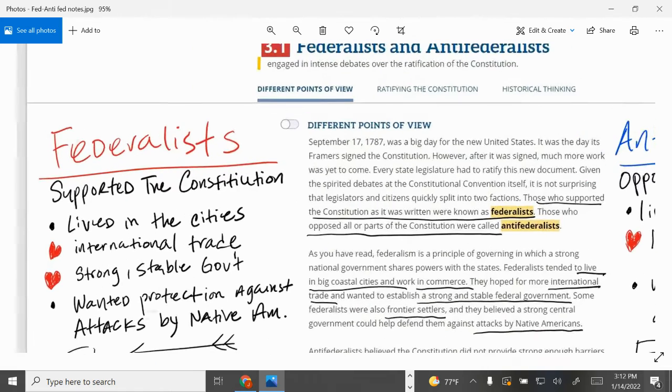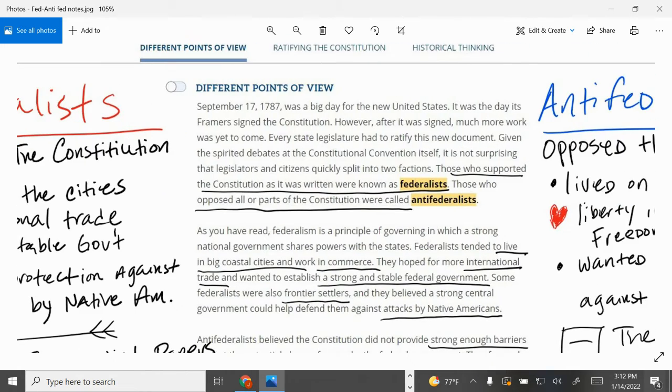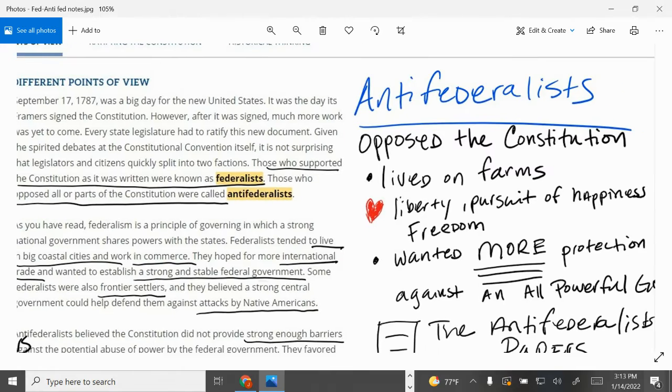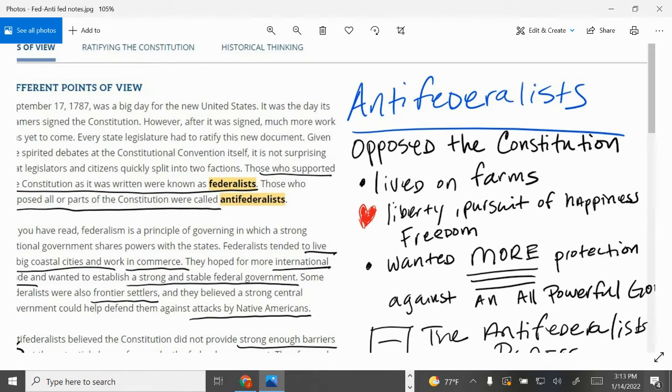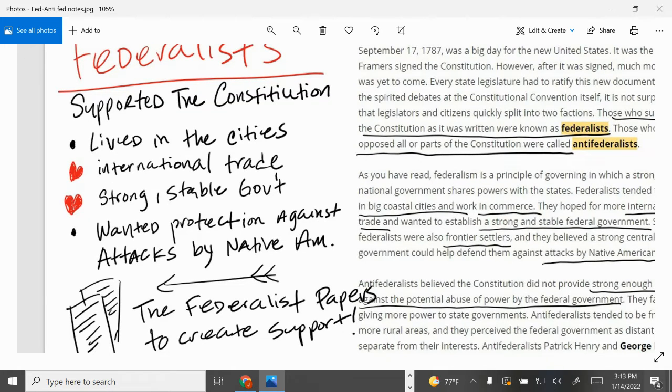Two groups formed: the Federalists, who supported the Constitution as it was written, and the Anti-Federalists, who opposed the Constitution as it was written. Now, the Federalists, according to your book, lived in cities. These were folks who loved international trade. They wanted a strong, stable government, and they also wanted this government to protect settlers from attacks from Native Americans that they may have encountered.